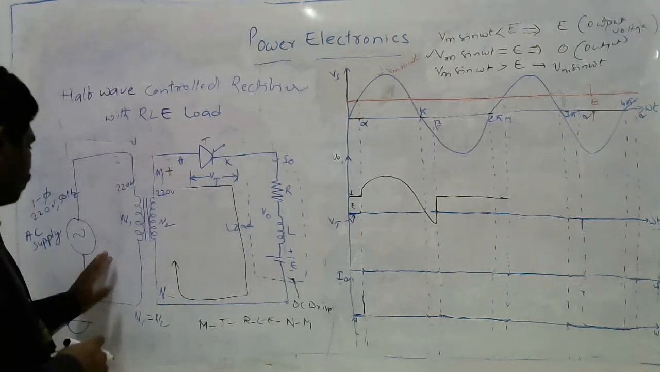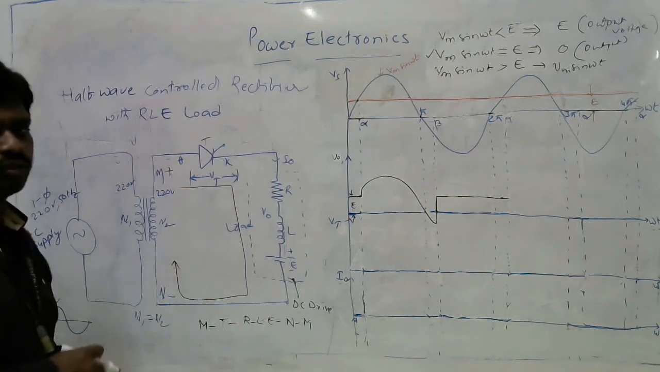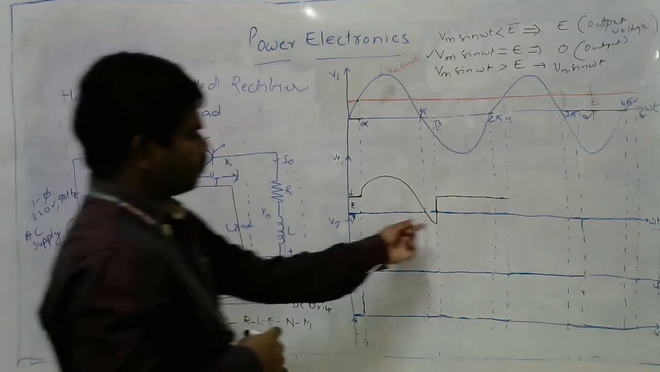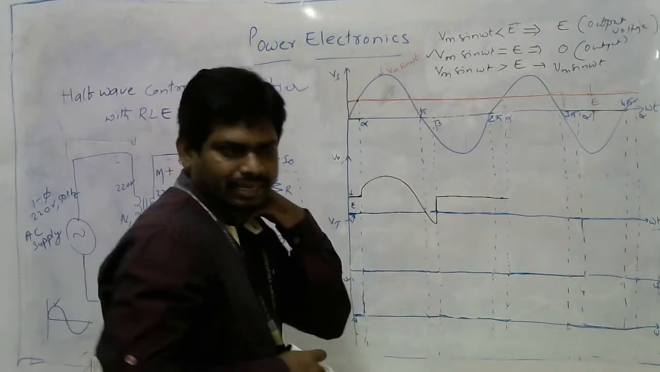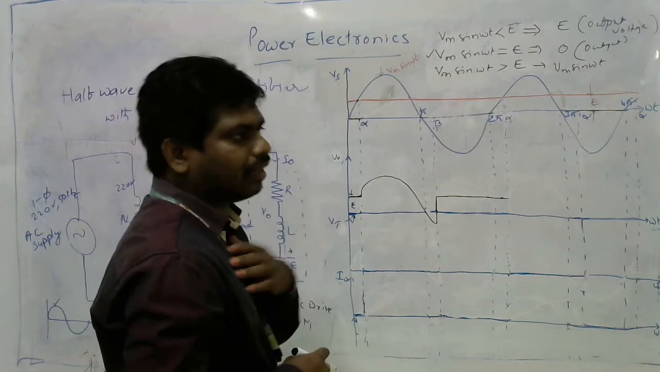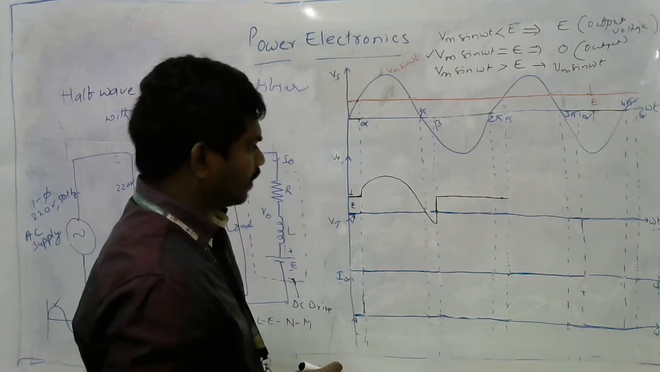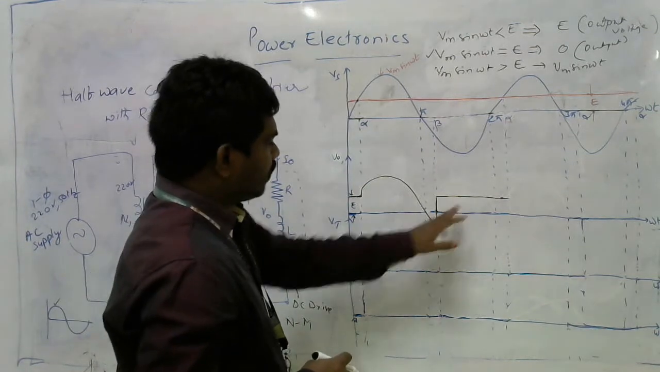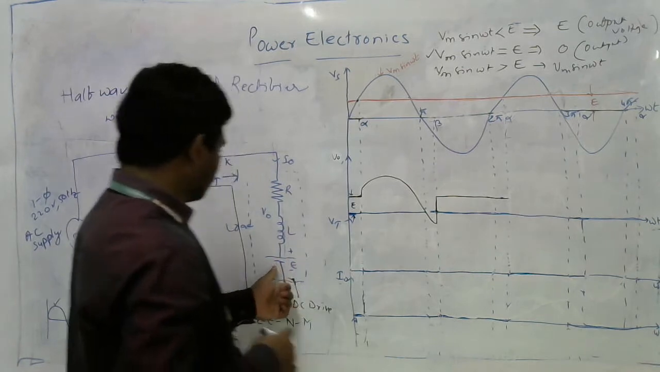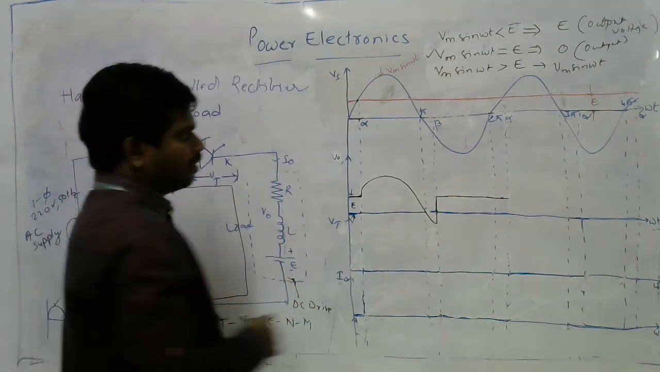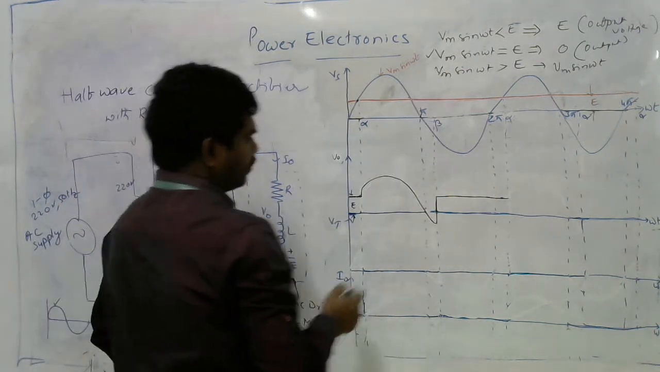When you apply the negative half cycle, there is no current flowing through the thyristor. But this portion is due to the inductance. The energy stored in the inductance is released during the negative half cycle, and in that condition the output has only this value. This is regarding the output voltage.